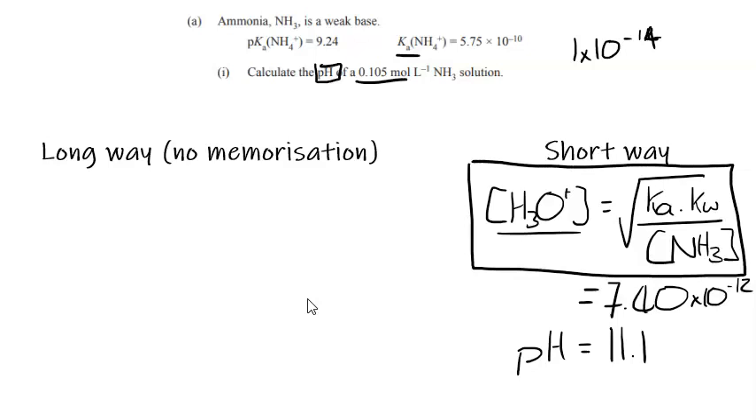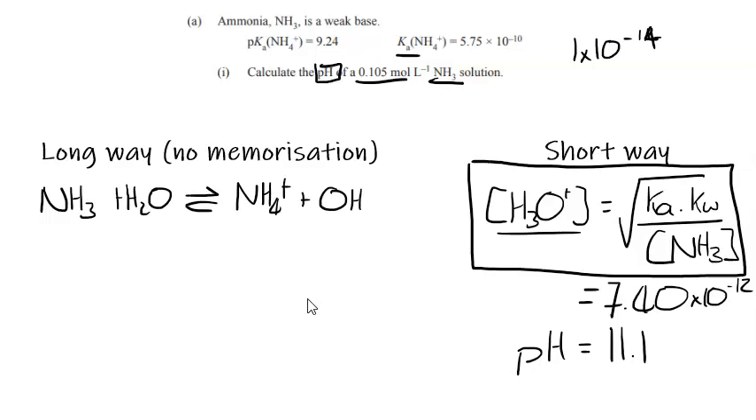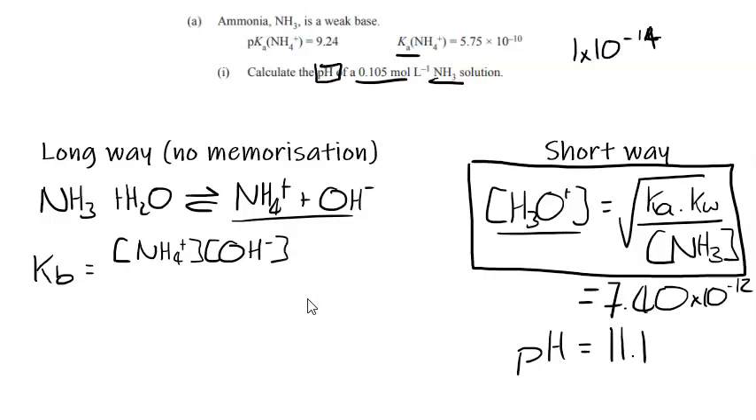The other way is the long way, and skip this if you're happy with memorizing that equation. We would write out the base dissociation expression for ammonia. Ammonia reacts with water, H2O, to form NH4+ and OH−. So Kb equals the concentration of the products, NH4+ and OH−, divided by the concentration of the reactants, and we don't include water because it's a liquid.